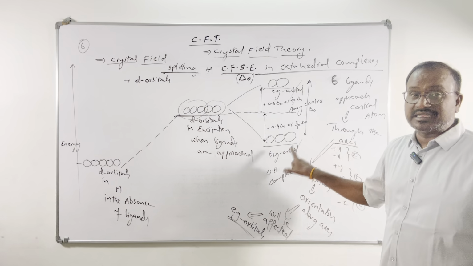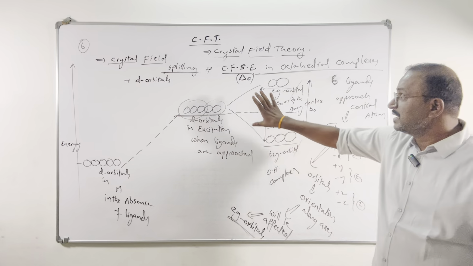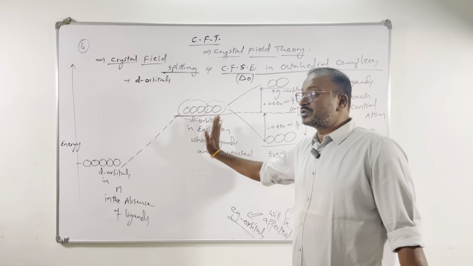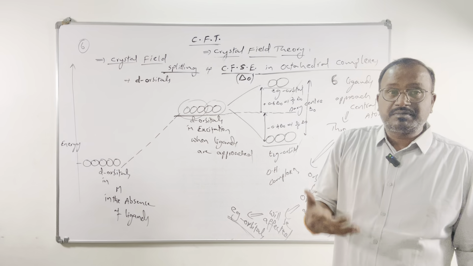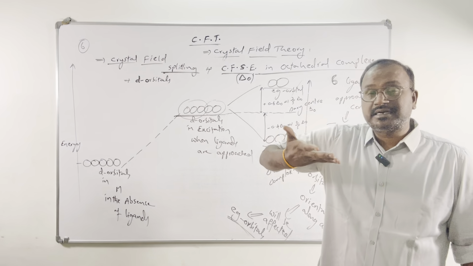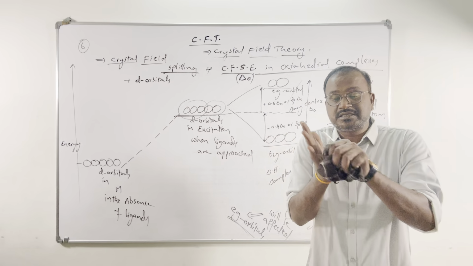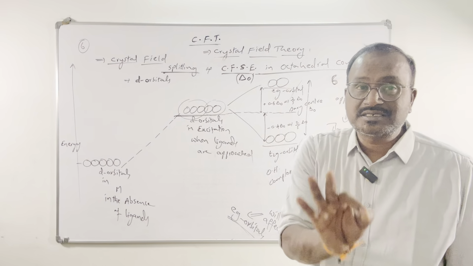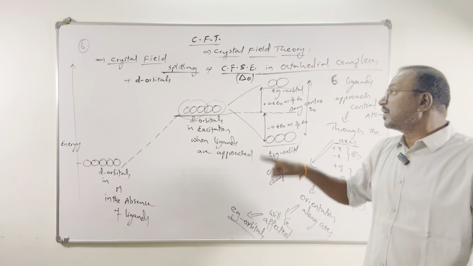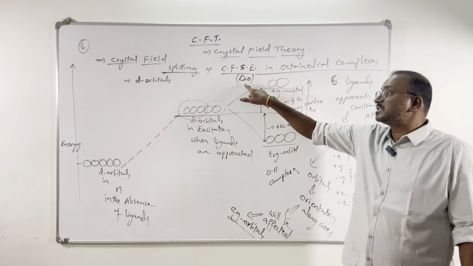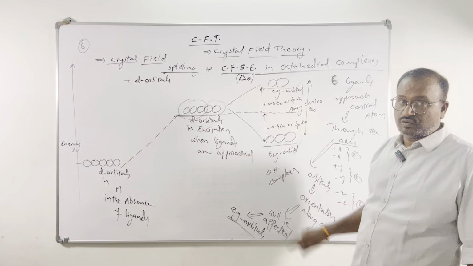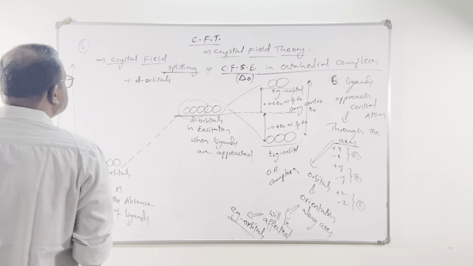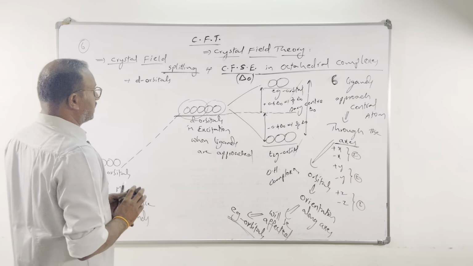Why is splitting taking place? Only for stabilization. In the excited state, orbitals are not stable. When the ligands approach the metal, the d orbitals in the central atom will be excited. In the excited state, they are not stable. For stabilization, they split into two groups. The energy difference between the two groups is called crystal field stabilization energy. For octahedral complexes, we call crystal field stabilization energy delta O, where O is for octahedral. So this is crystal field splitting in octahedral complexes.